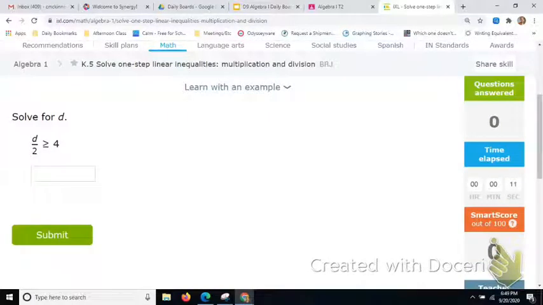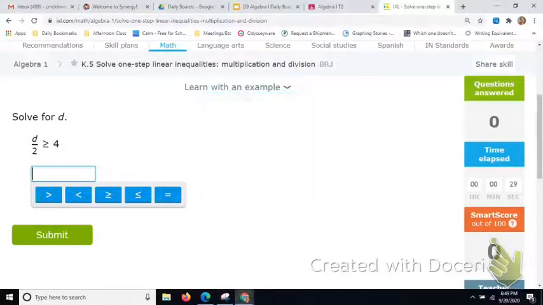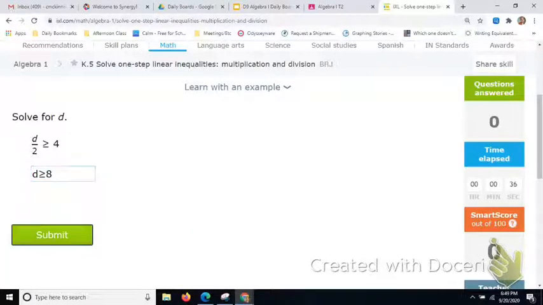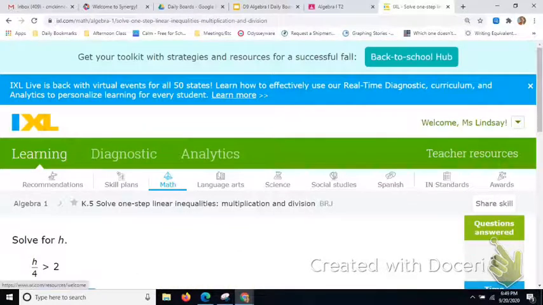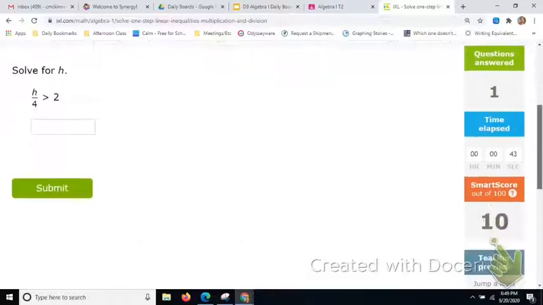So I'm going to multiply both sides by 2. So then I would have D is greater than or equal to 2 times 4 would be 8. So you might think, how am I going to type that symbol? Once you click in the box, it's going to give you those options. So D, same symbol with the line, 2 times 4 is 8. Looks like we got another 8 there.